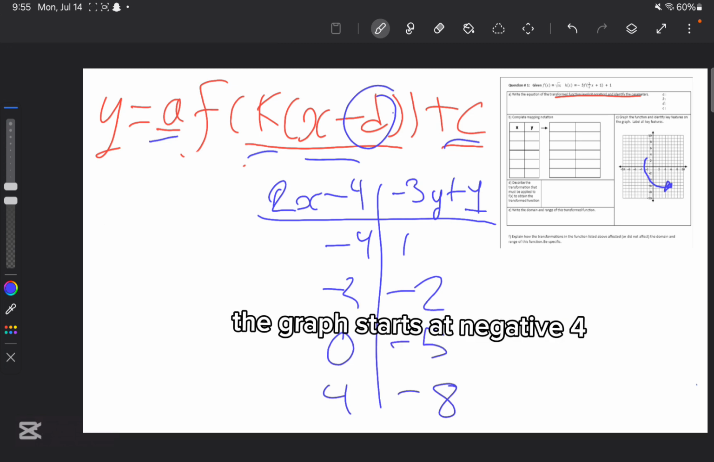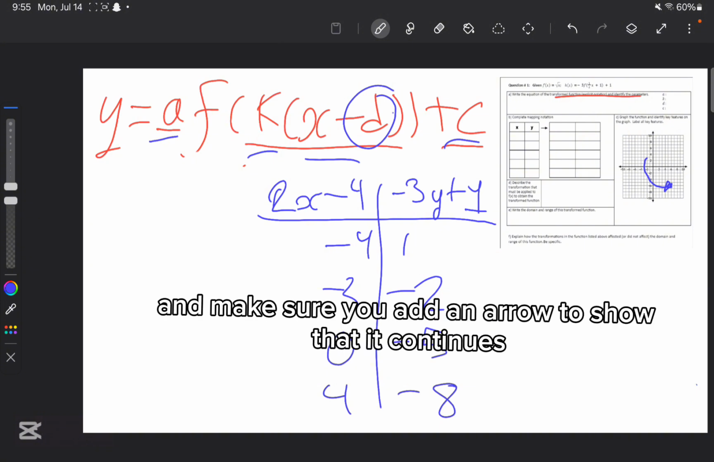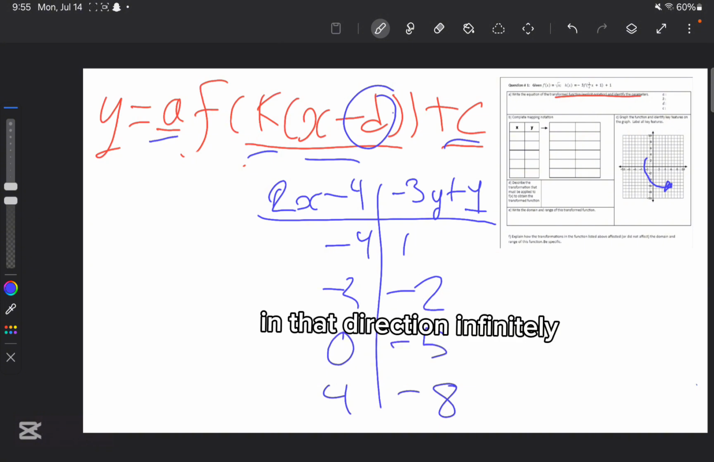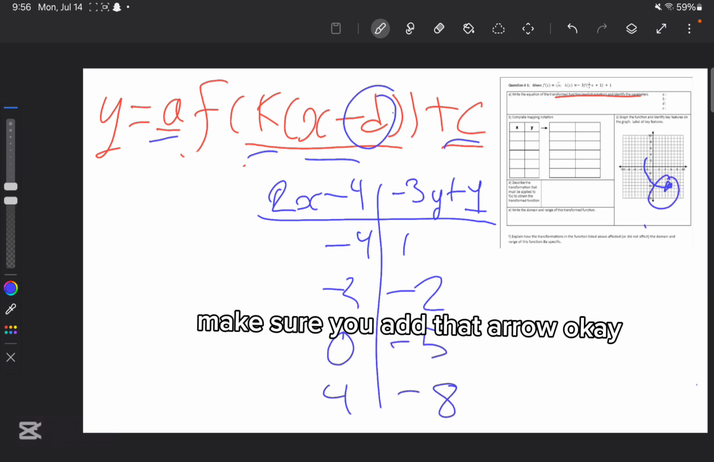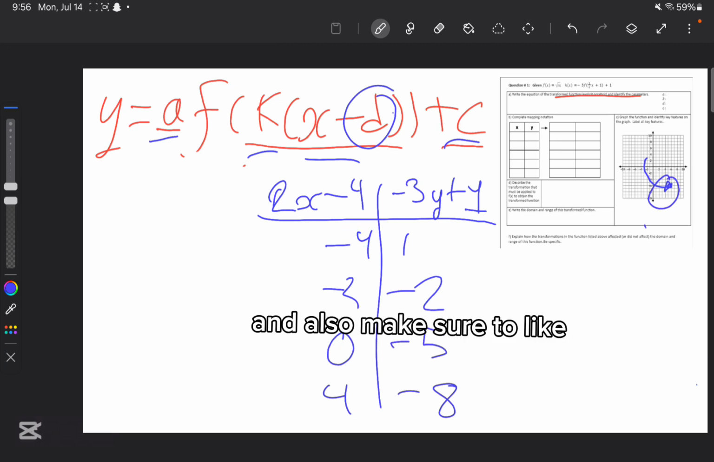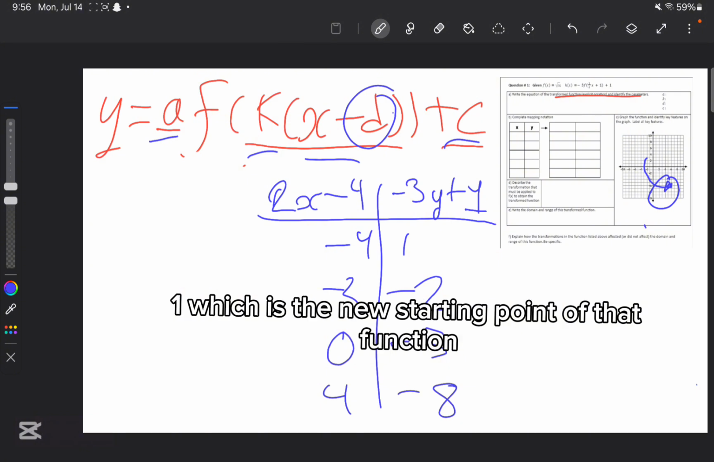The graph starts at -4, 1 and curves downward to the right. And make sure you add an arrow to show that it continues in that direction infinitely. So most students make a mistake over here. Make sure you add that arrow, okay? And also make sure to label the curve and the key point at -4, 1, which is the new starting point of that function.